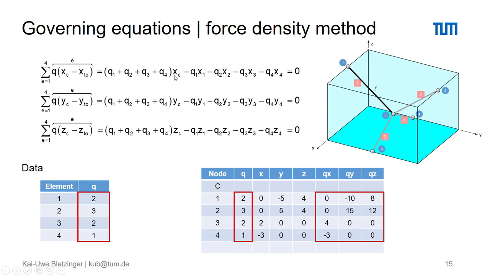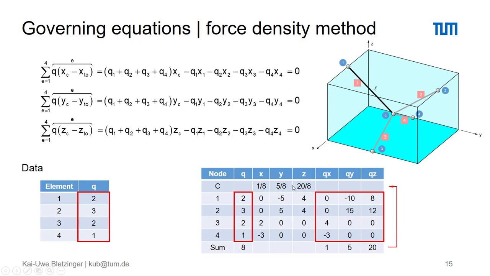Then to receive xc, what do we have to do? We have to take the sum of the q times x's and divide it by the sum of the q's. That's the next thing we do here: we sum up these columns. That gives 8, that gives 1, 5, and 20. And that we can use to determine the coordinates for the node C, which is 1 over 8, 5 over 8, and 20 over 8. And that is already the result for the form finding of this specific example.